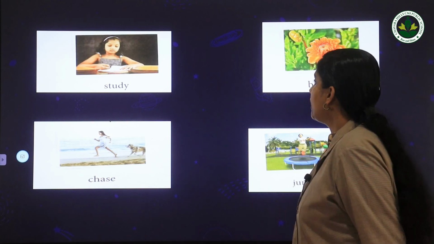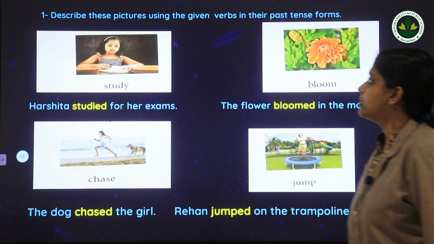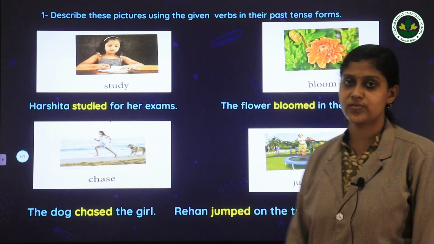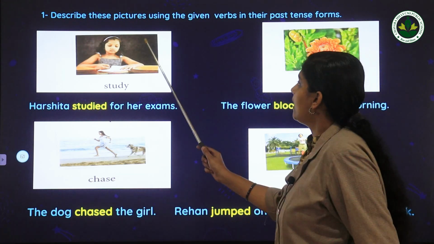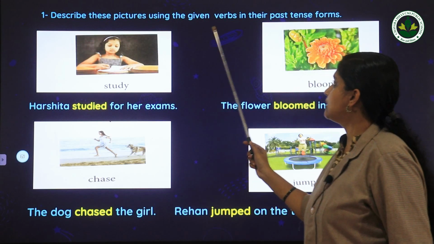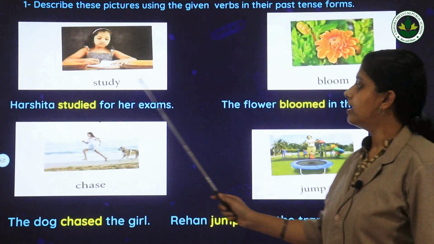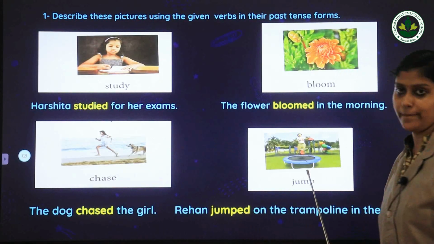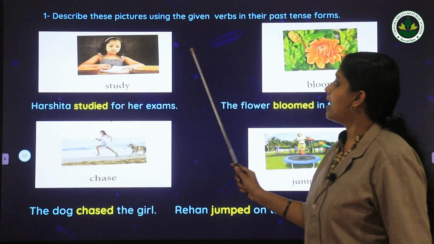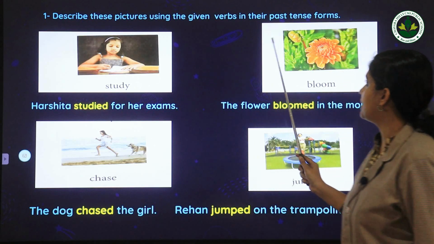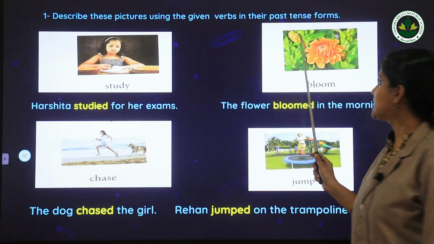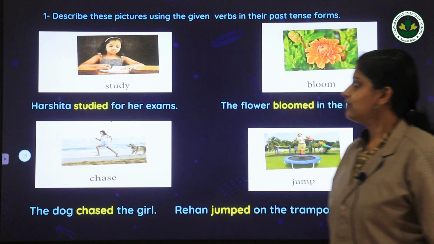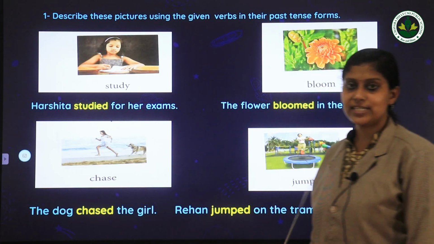Here you are asked to describe these pictures using the given verbs in their past tense forms. This is the question: describe these pictures using the given verbs. The verbs are study, bloom, chase and jump, in their past tense forms. Let's try to find the answer.